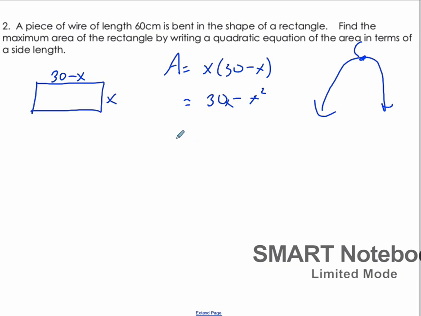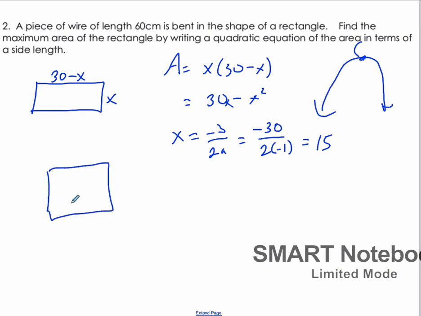Okay, so again we can get that by negative b over 2a, which equals negative 30 over 2 times negative 1, which equals 15. Okay, so if x is 15, we have the maximum area. Actually, that makes sense because the maximum area in this case is going to be when it's a square. So it's a 15 by 15 rectangle. So the maximum area simply equals 15 times 15, which is 225 square centimeters.